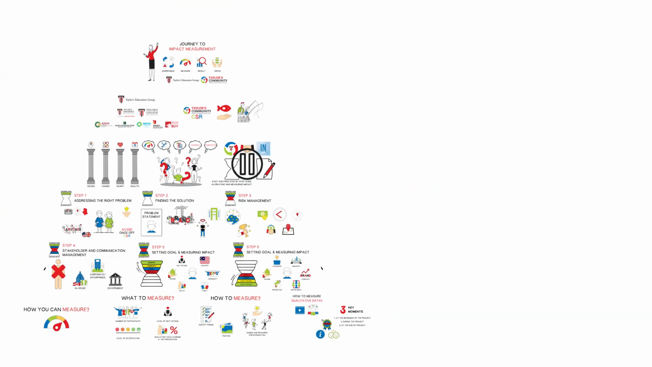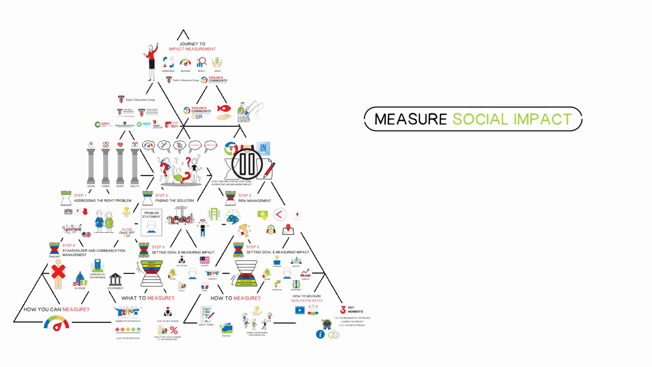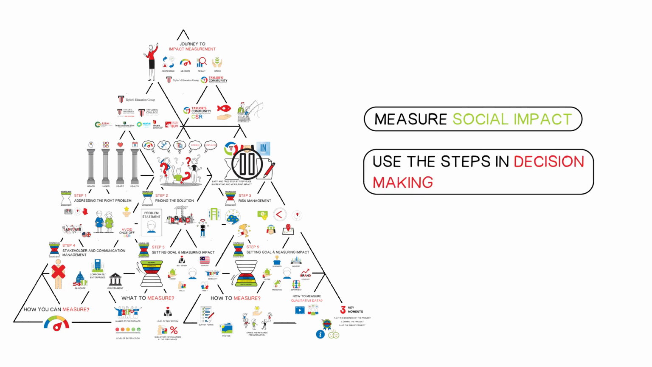So, this is Hourglass. And today, we showed you how to measure social impact. The objective of the Hourglass is to derive both qualitative and quantitative measurements from social projects. It has been built specifically to help companies design, develop, strategize, measure, and market their social initiatives. Also, the Hourglass helps in decision making.